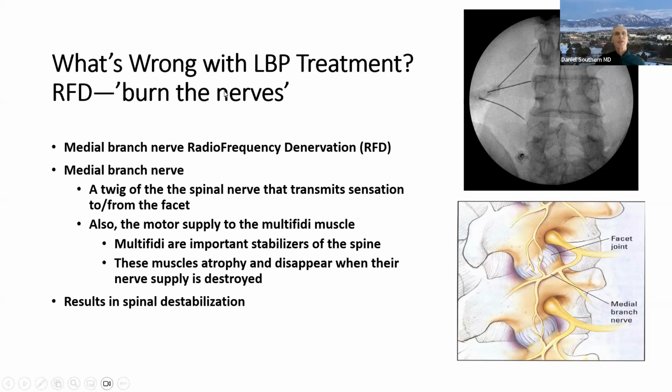So this procedure is a very bad idea, because if you take muscles away from the spine, you potentially have spinal destabilization, and I can guarantee you that's a state of pain in the spine wherever it occurs.